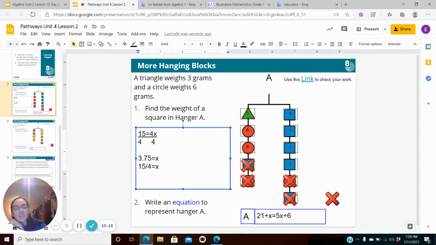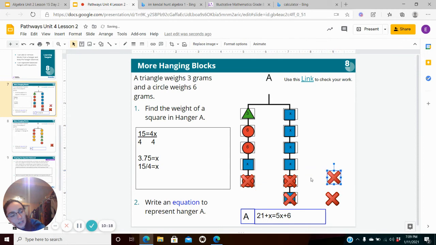So the overall equation for this one, if we count all of our pieces together, is going to be 21, because that's what we get when we add up these values that we know. So 21 plus an x is equal to, because it's flat on top, 5x, if you add them all together, plus 6. Okay, so that was how we're going to solve this one here.